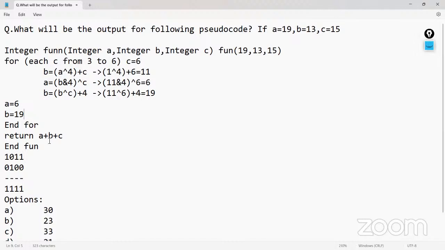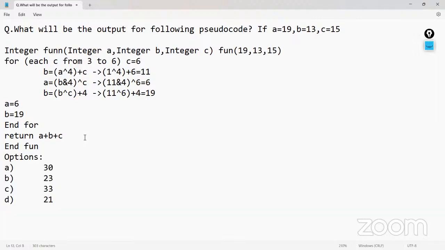And now let us come back here. We have to print what? A plus, okay, let me delete this. A plus B plus C. Okay, what is the value of A? A is 6. What is the value of B? It is 19. And what is the value of C?